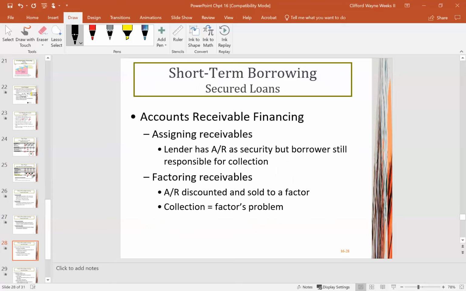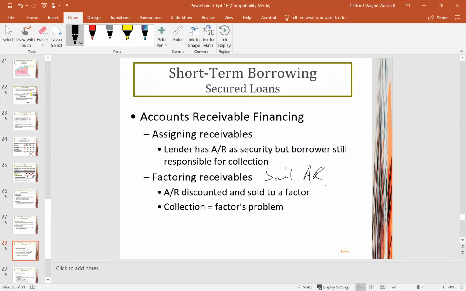A secured loan is backed by something. And so the first one is assigning receivables. Assigning receivables is basically earmarking. So we have $300,000 in accounts receivable. When we collect, we're going to borrow money, and when we collect these receivables, we use the money that we collected from those receivables to pay off the loan. Whereas factoring is actually a sale. We're going to sell our accounts receivable to some sort of third party.